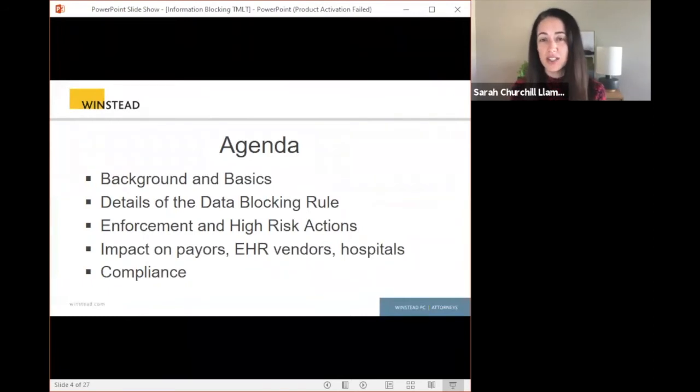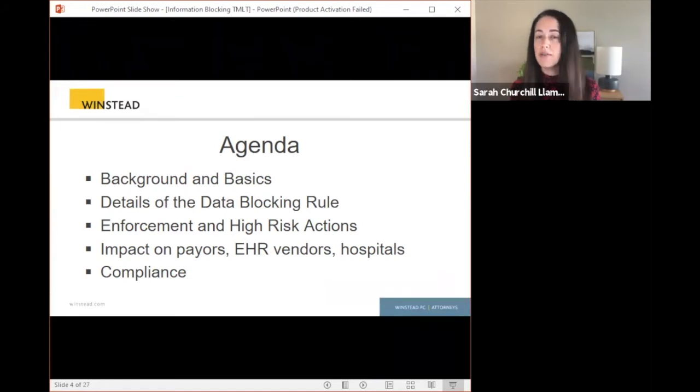So our agenda for this session, it's only 30 minutes, and I'm going to try to keep it as close to 30 minutes as possible. First we're going to start off with the background and basics of the data blocking rule. We're going to then start to dive into some of the more nuanced details of the data blocking rule. Then we're going to talk about where we sit right now on enforcement and what to look for, like what could be considered some high-risk actions that you should be looking for in your organization.